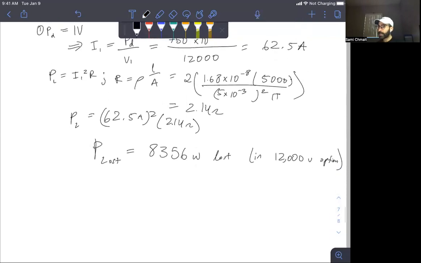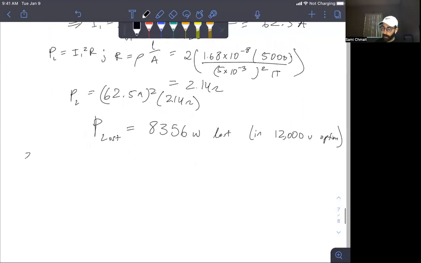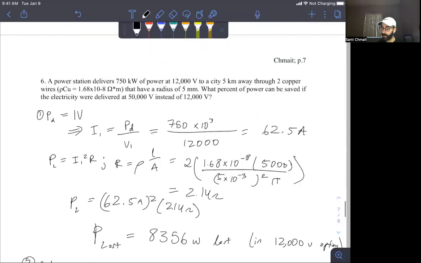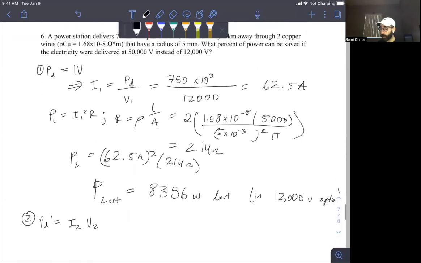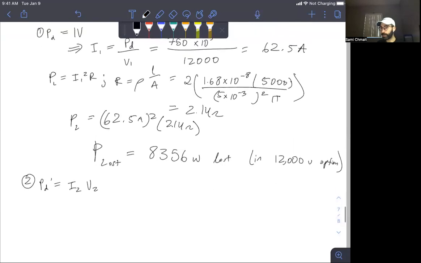Okay. So now we can do the same thing, but with the delivered situation. So we can say the power delivered, call that PD prime. So this is with the 50,000 volt option, is equal to I2 times V2. Again, we don't know the current that's going through there, but we do know the power delivered. It's going to be the same amount of power. And we know the voltage difference will now be 50,000 instead of 12,000. So we can solve for I2 using that same logic by saying 750 times 10 to the third divided by that voltage, 50,000. And then that's going to be equal to 15 amps.